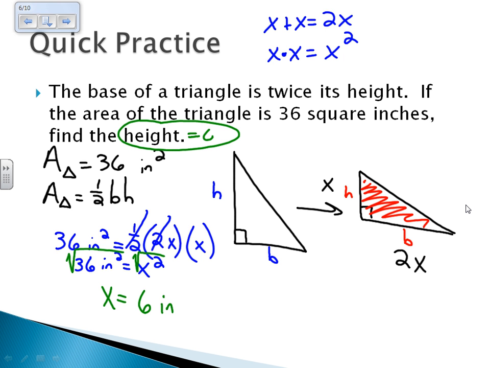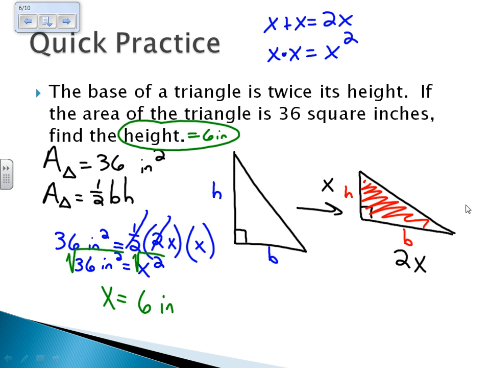6 inches. What does the base equal? 12. Okay, so be very careful at the very end. Don't leave it as x equals. Go back and say the height equals or the base equals, so I know exactly what you're talking about. All right? So steps, draw a picture, write your formula. You can start with those. Those are easy. Then plug in what you know.